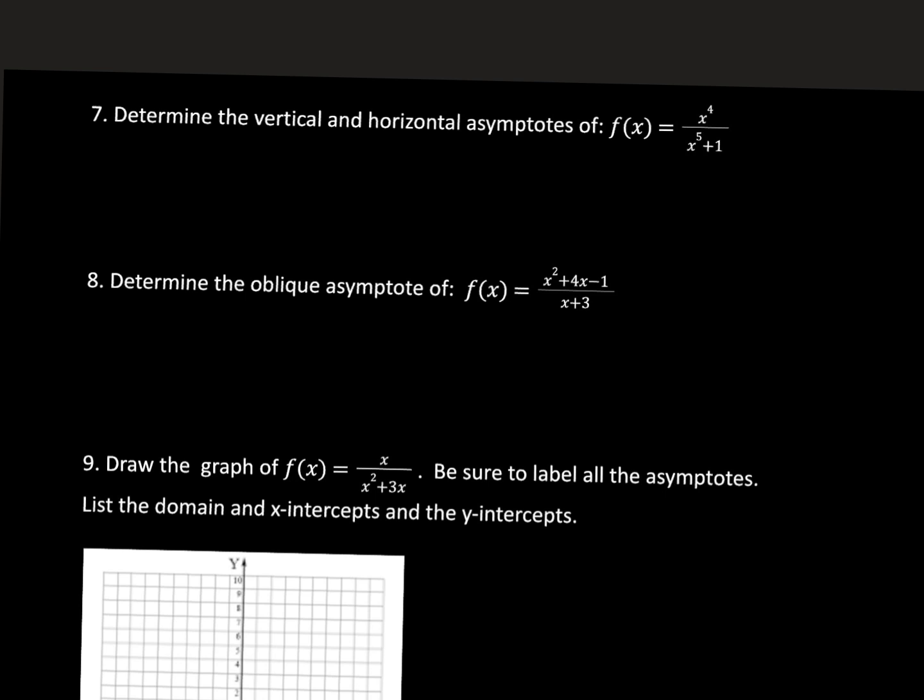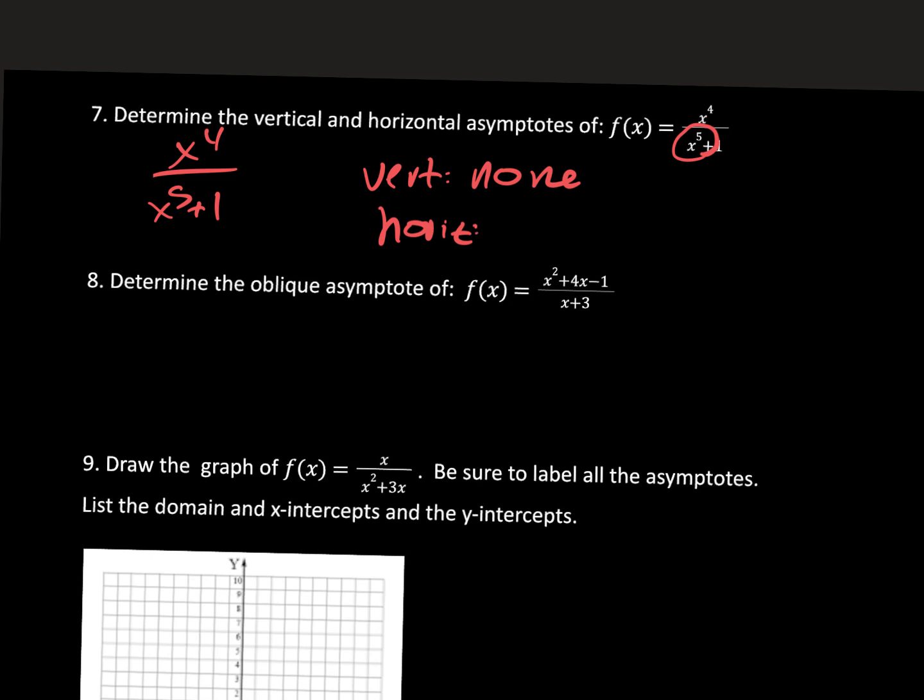All right, number 7 has vertical and horizontal asymptotes. Remember, vertical is whatever makes the denominator 0. So I'm going to factor it. Actually, I can't factor it. So because I can't make the denominator 0, there is no vertical asymptote. Horizontal asymptote, look at the degree. This time the degree on the bottom is greater than the degree on the top, which means the horizontal asymptote is the y-axis, so y equals 0.